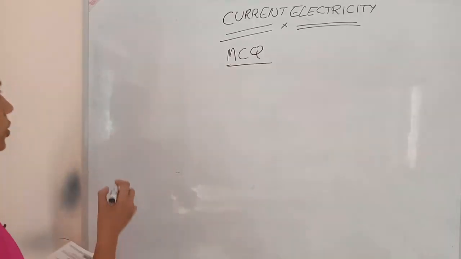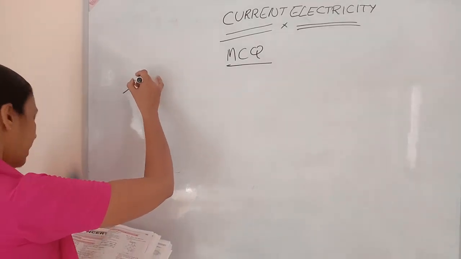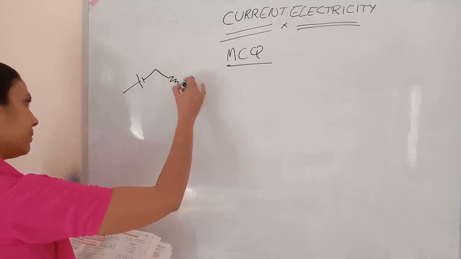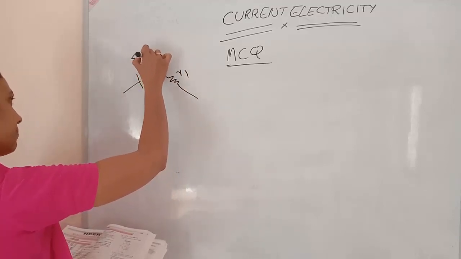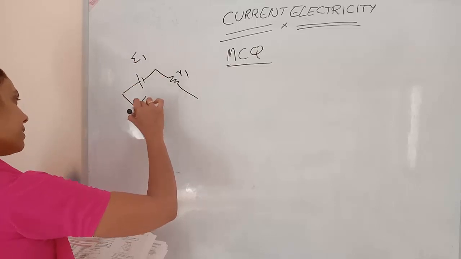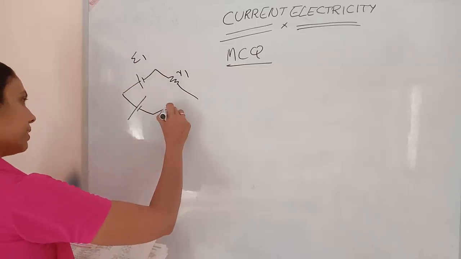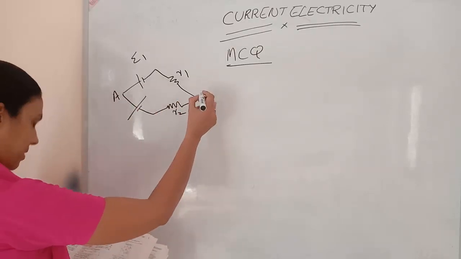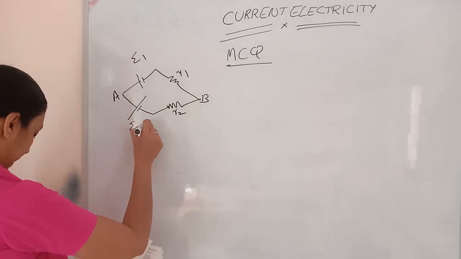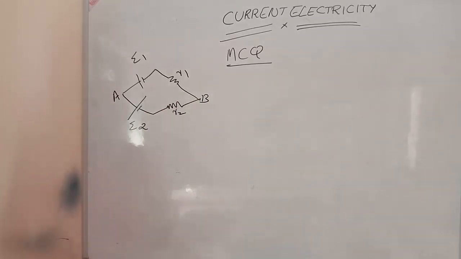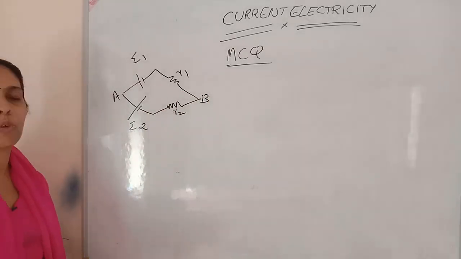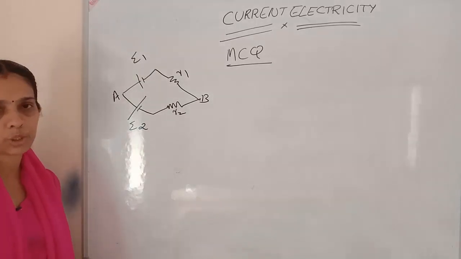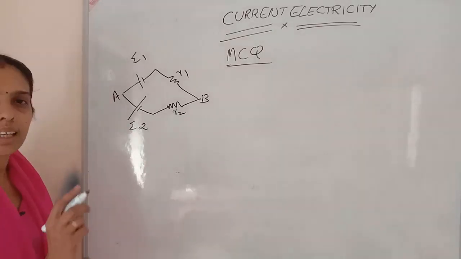Now I'll draw the diagram. Here it is positive, negative, and from here R1, this is E1. From here positive, negative, and this is R2. This is A and this is B, this is E2. How can we find the equivalent EMF? From the choices you would have understood that what is asked is the position of E1, E2 and the equivalent EMF.